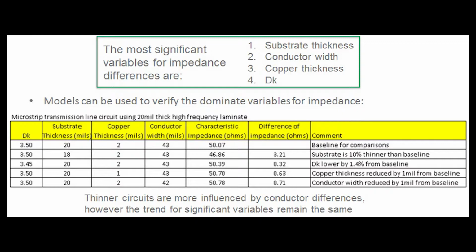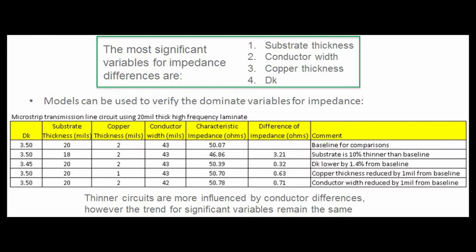So the next row of information down is the same setup, except now what I've done is decrease the substrate thickness by 10%. So now it's 18 mils thick, and you can see the change in impedance on the sixth row. It shows the difference in impedance of 3.21. And then put the model back to the reference, and now the third row down, we change only the dielectric constant from 3.5 to 3.45.